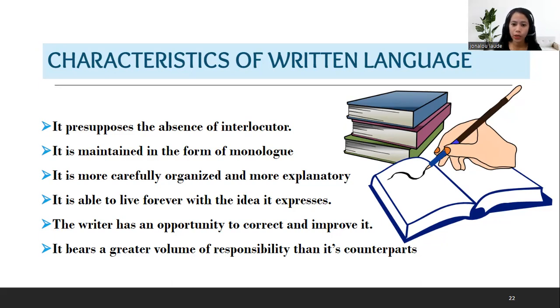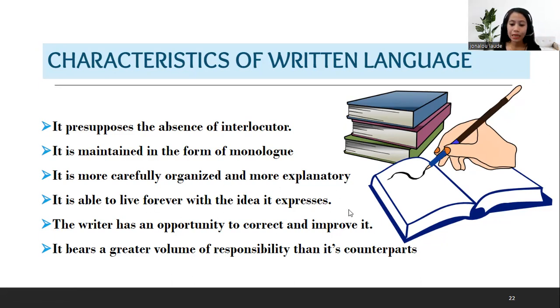Because there is no interlocutor. If there were an interlocutor, we could ask, "Ma'am, what does this mean? What do you mean by these instructions?" Right? So we can ask the interlocutor. But since in written language there is an absence of an interlocutor, that's why again it is more carefully organized and explanatory. Okay, the next good characteristic, class: it is able to live forever with the idea it expresses.